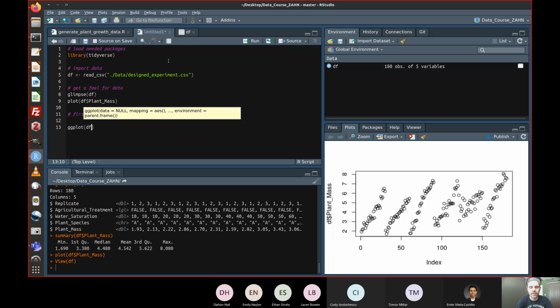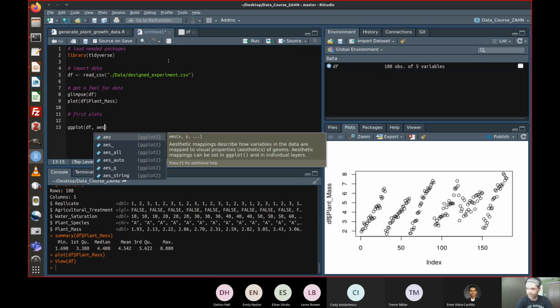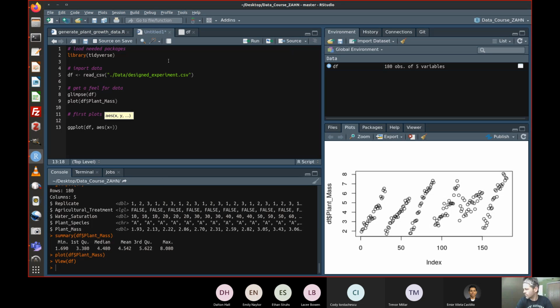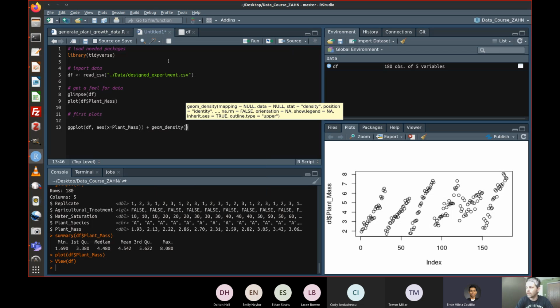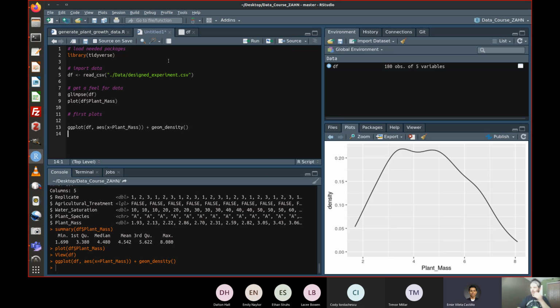All right, ggplot, df, aesthetic, x equals plant mass. I'm doing x for a reason, plus geom_density, because geom_density only wants an x or a y. Okay. What does this show us about our plant mass overall for the entire experiment? How does it relate to this summary here?